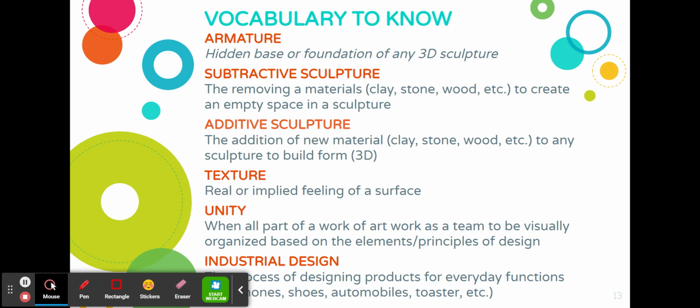So these are the vocabulary words. I've already touched upon a couple of them, but these are all vocabs you should know for this unit. An armature, which is a hidden base or foundation of any 3D sculpture. It's usually not what you see inside of it. So sometimes an armature actually gets removed before the sculpture gets on display.